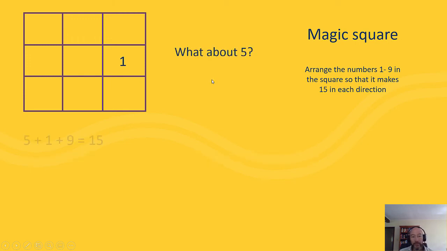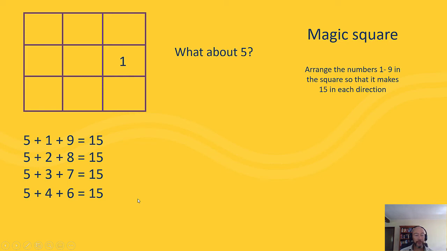So 1 has to go on the side, because it's only involved twice. What about 5? Well, you could go 5 plus 1 plus 9 is 15. You could go 5 plus 2 plus 8. And if you just notice, these numbers here are going up in value, and the numbers on the other side are going down. It's a good strategy to do it. 5 plus 3 plus 7 is 15. And 5 plus 4 plus 6 is 15. So that means you can use 5 with those numbers to get 15 4 different ways. So 5 must go in the middle, because remember, it's involved in 4 different equations.